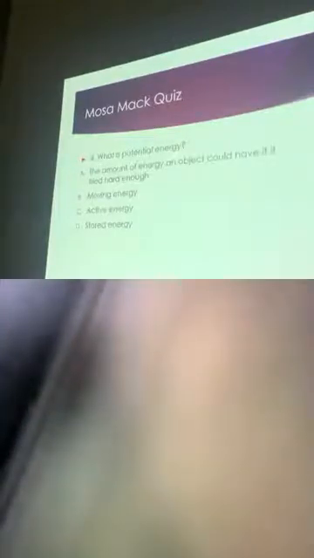What is potential energy? A, the amount of energy that it could have if it tried hard enough? Or is it B, moving energy, C, young active boy energy, or D, stored energy? Pay attention.